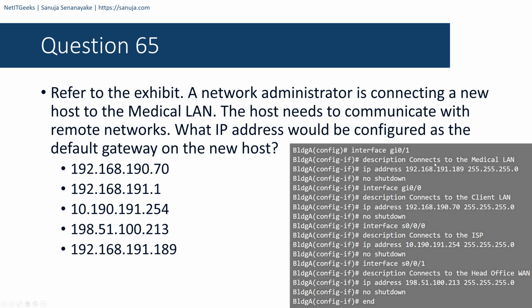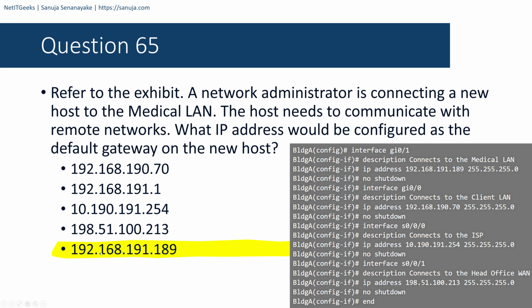Now, because we don't have a Packet Tracer file, you might get a Packet Tracer file during your exam, then you need to figure this out by other means. We only have to go by the description, and the medical LAN is on G0/1 and has an IP address of 192.168.191.189 with the subnet mask of 255.255.255.0, and that is the answer. So that has to be the default gateway, because that's the LAN that this device is connecting.